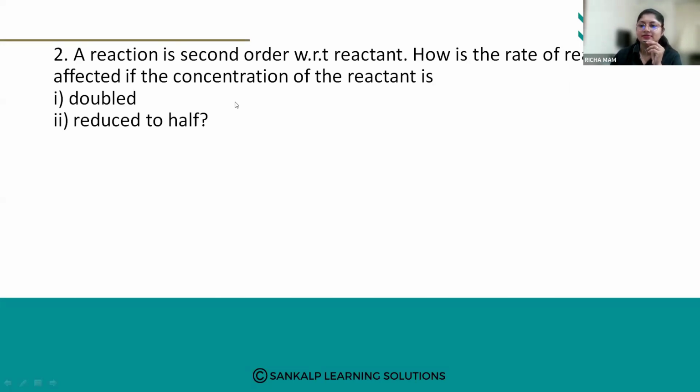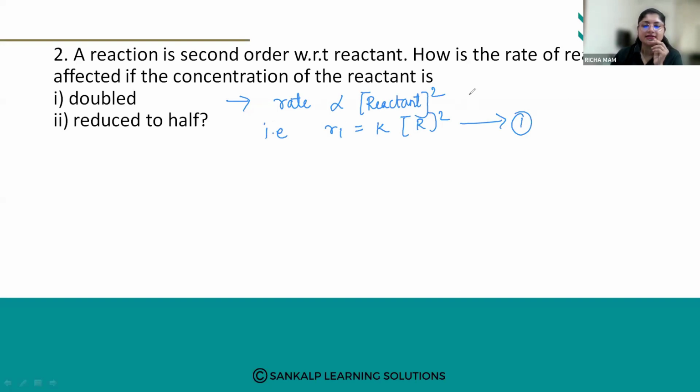So what is given? Rate is directly proportional to reactant, and it is a second order reaction, so the exponent will be equal to 2. That is how we write the rate law expression: R1 equals K into R squared. That is nothing but the reaction being second order.